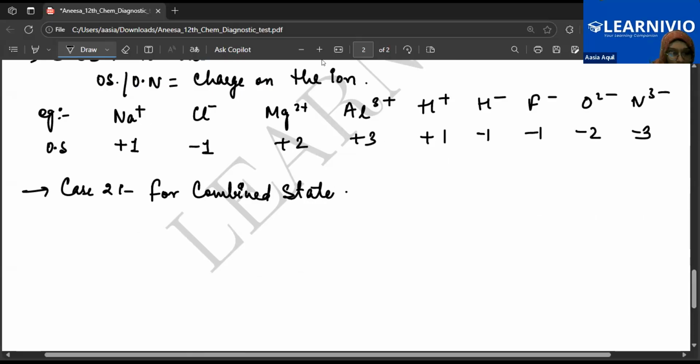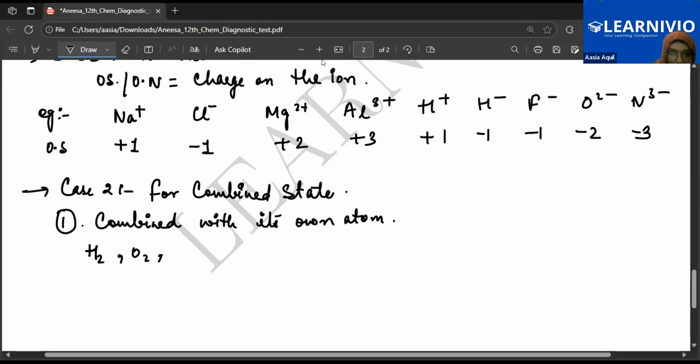Here, first is when the atom combines with its own atom, just as I gave you the examples like O2, N2, S8. Combined with its own atom, like H2, O2, N2, P4. H2 means hydrogen is combined with hydrogen, with its own atom. Oxygen is combined with its own atom, oxygen. Nitrogen is combined with its own atom, nitrogen.